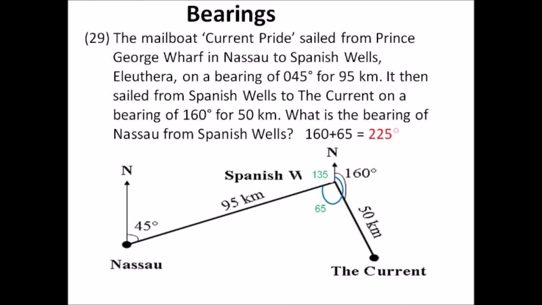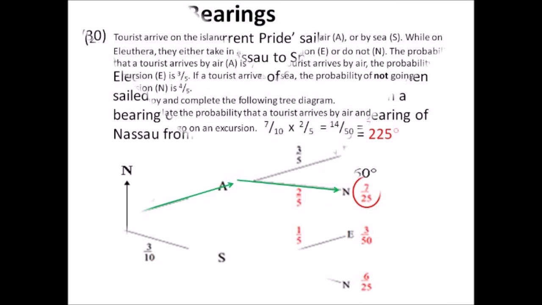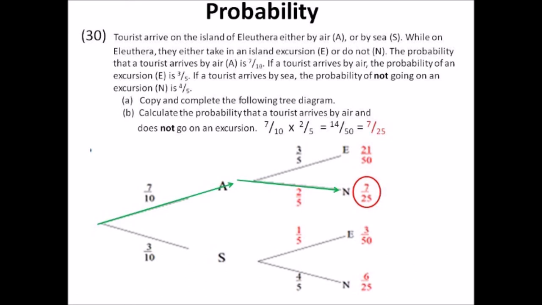30, probability tree diagram, and the probability that Twist arrives by copy. You have to complete the tree diagram first. So see the numbers I have in red, those would be the numbers you'd put in.